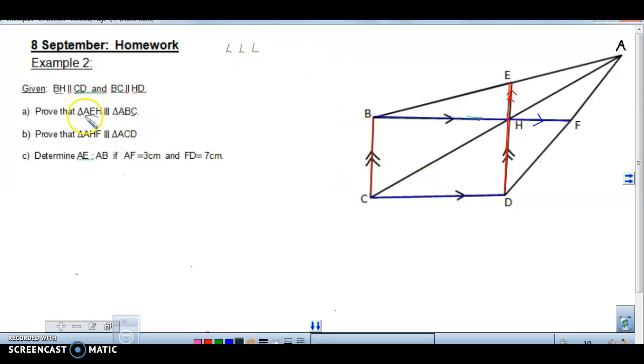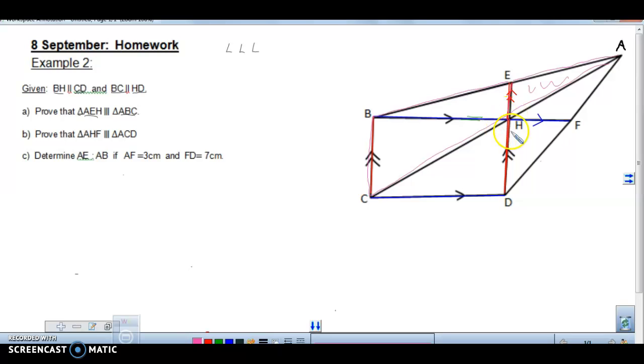So let's look at triangle AEH. Just make sure that we know what we are dealing with. So it's from A to E. So it's going to be this part, this triangle here. Similar to ABC, which is from A to B to C, which means going to be this part of the diagram.